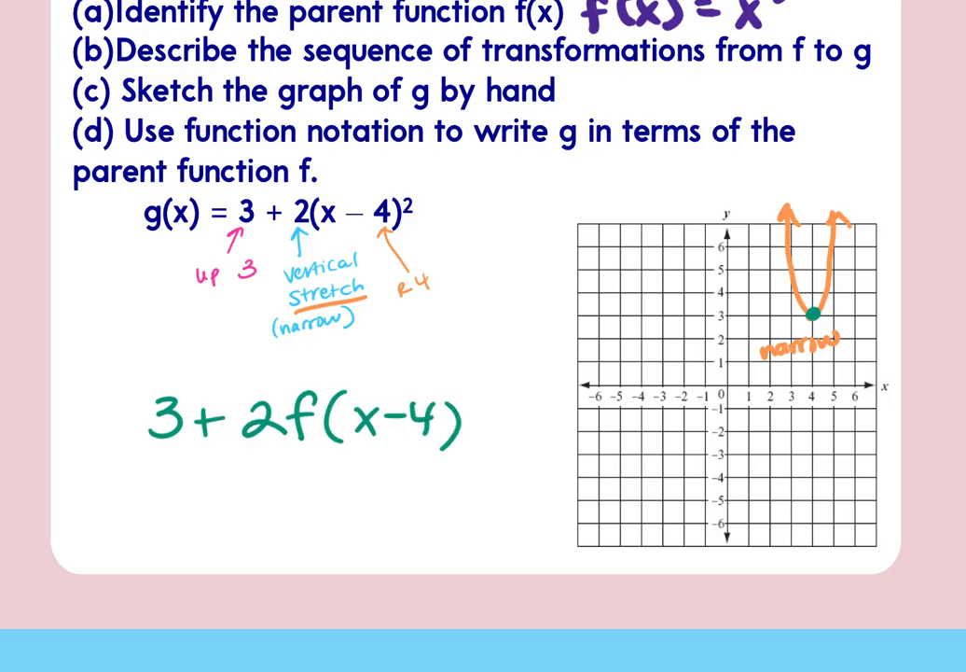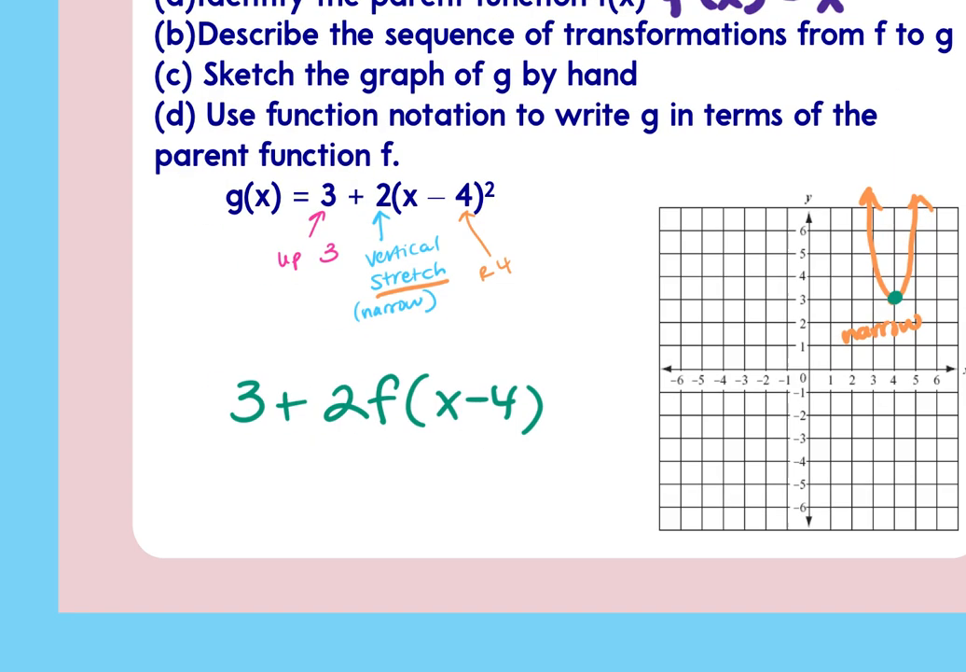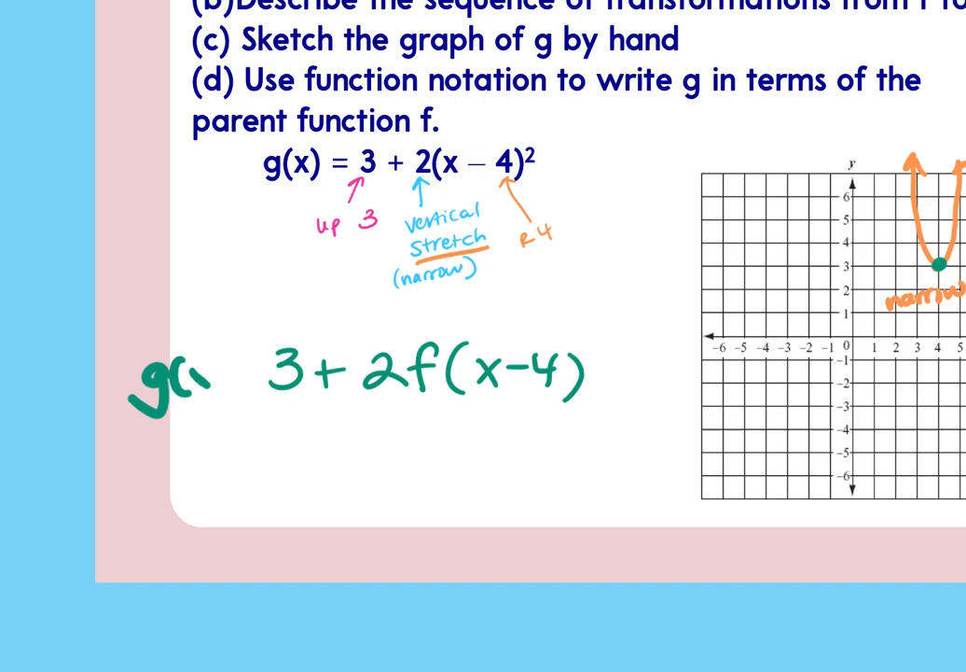X minus 4 was inside the parentheses. It stays inside the parentheses. So what I have done is replaced my function, which in this case was parentheses squared, with f of, okay? And then whatever's on the outside stays on the outside, and whatever goes on the inside stays on the inside. And the reason they want you to do this is it doesn't matter what my original parent function is. This does the same thing to every parent function. It shifts it up 3. It has a vertical stretch of 2, and it shifts it to the right 4.